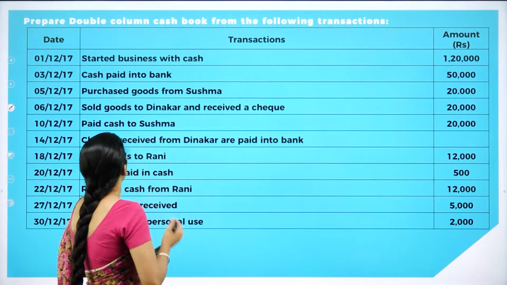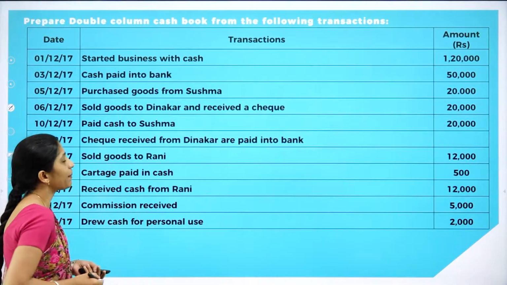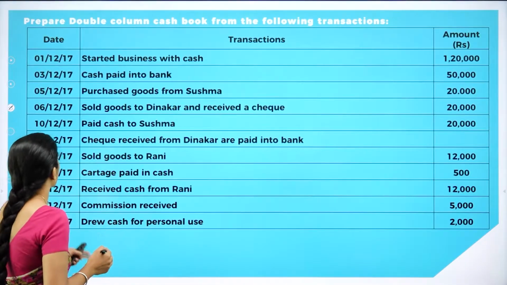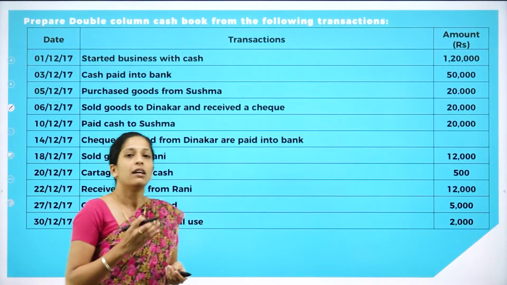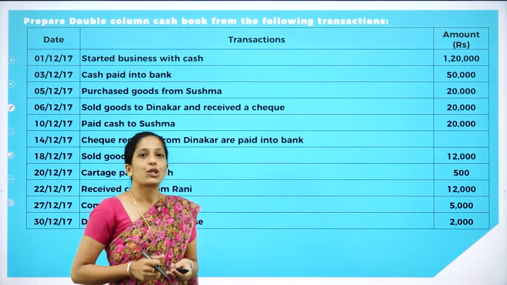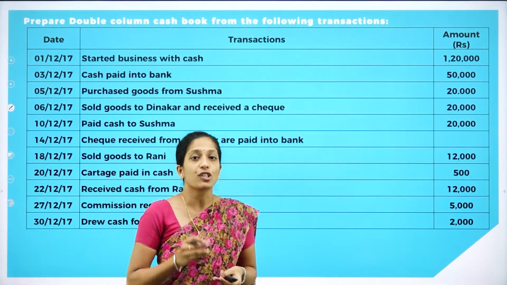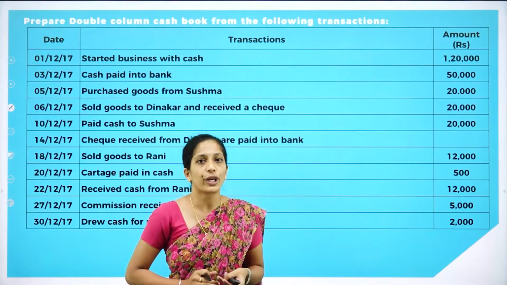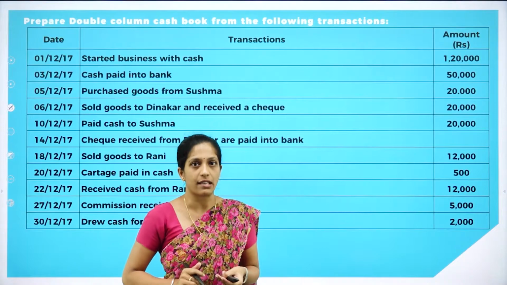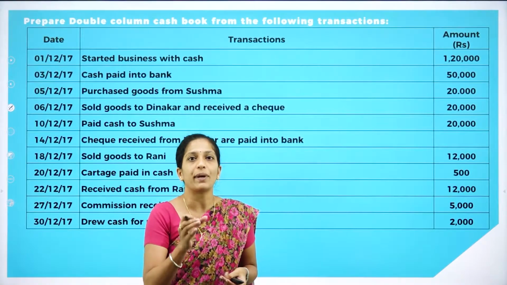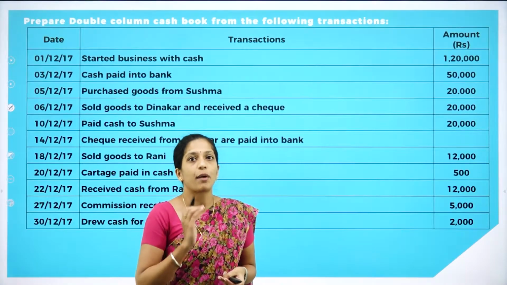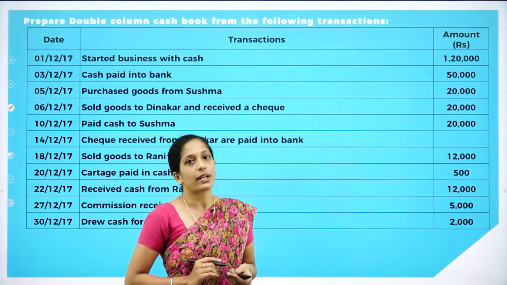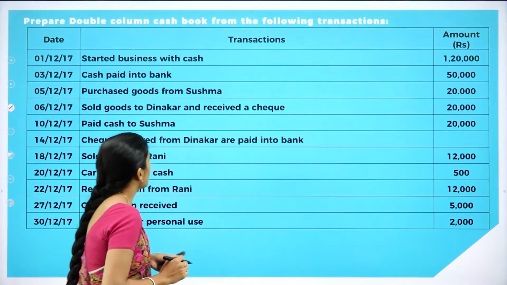Yes, go through the problem. Prepare double column cash book from the following transactions. So they have given certain transactions and they are asking us to prepare double column cash book. My dear students, while preparing double column cash book, you have to remember you are not going to record any of the credit transactions because we are preparing double column cash book. So we are not recording credit transactions, and you have to be very careful with the contra entries. Yes. We shall go through the problem.